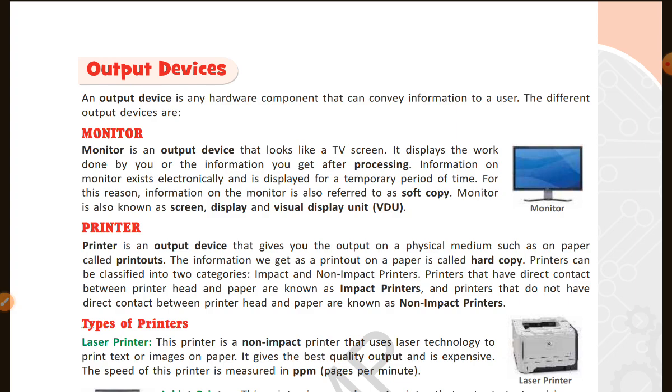Means a monitor is a display screen which looks like a TV screen, which gives the output in the form of display after the information gets processed. Information on the monitor exists electronically and is displayed for a temporary period of time. For this reason, information on a monitor is also referred to as soft copy.